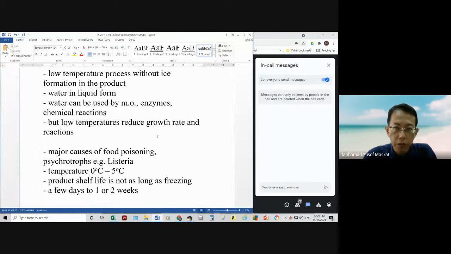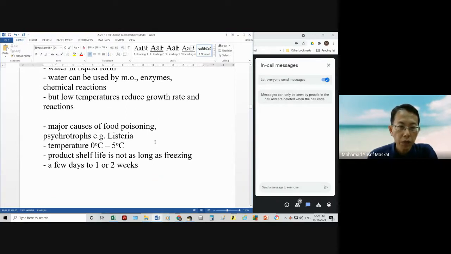But as we have discussed, what are the effects of low temperature? It reduces growth rate and reduces the rate of chemical reactions and also enzymatic reactions. It also reduces the respiratory reactions. The major causes of food poisoning in food products preserved using the chilling method are psychrotrophs, for example, Listeria. Psychrotrophs, like we have discussed just now, can withstand low temperature. It does not like it, but it can live and grow at low temperature.